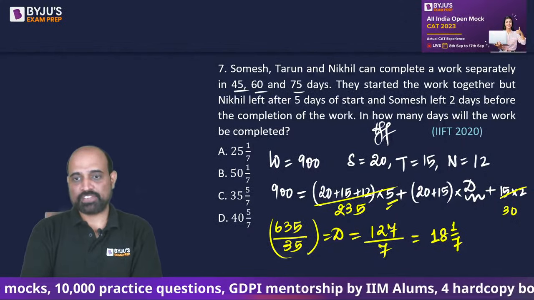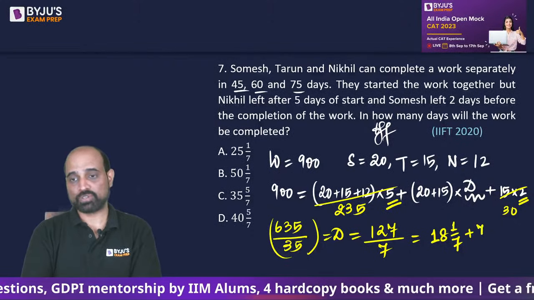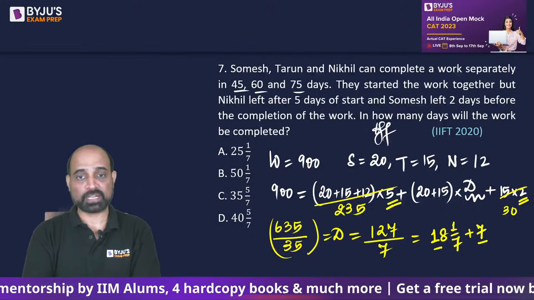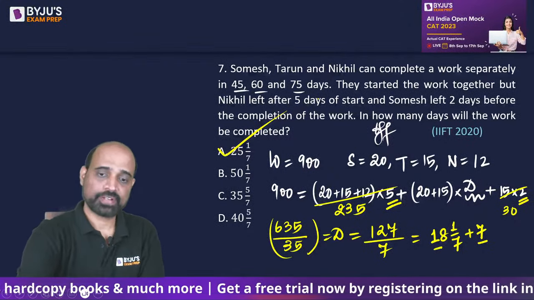Now 5 days originally and 2 days, 7 days more they have worked. So if we add those 7 days, 18 plus 7 will become 25 1 by 7, option A, right?